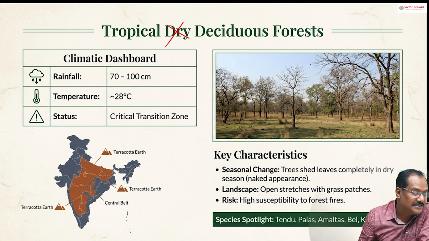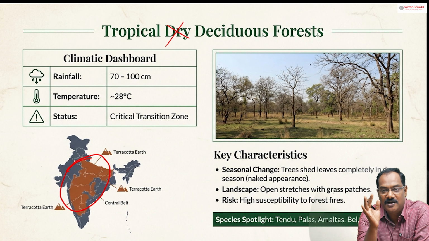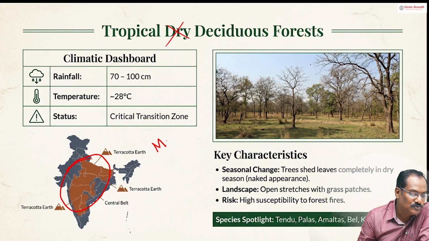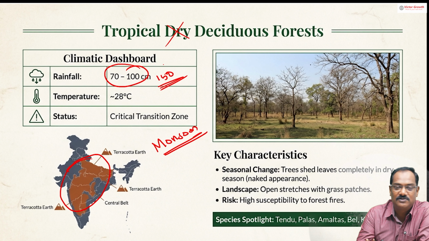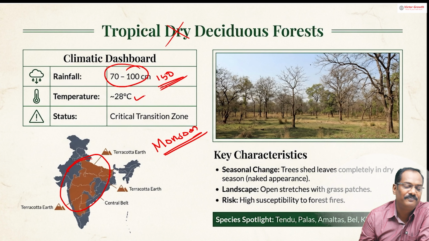So what is that? This deciduous forest is found almost in the entire India, the entire central part of India, Madhya Pradesh, Maharashtra, all these places. It is also known by the name monsoon forest. It is also known as monsoon forest. They have rainfall between, okay, you can go up to 150 centimeter also. Between 150 centimeter, there will be rainfall, and temperature is a little high, because it's an interior place.